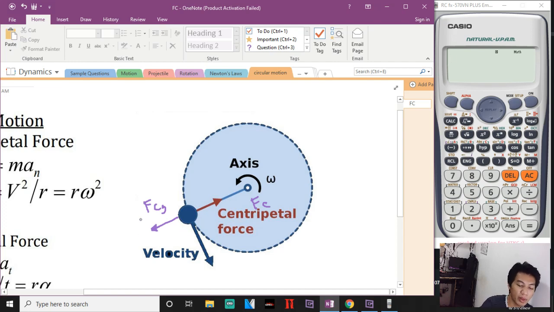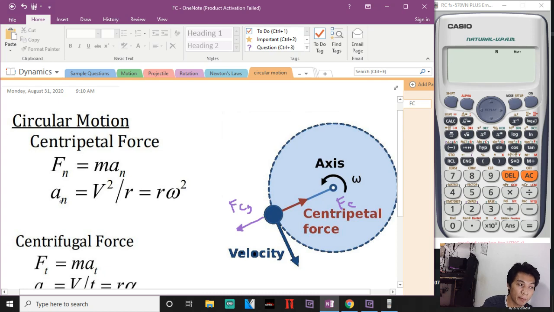Okay? Now, how will we get the formula? Ito yung formula niya. For centripetal force, kunin mo muna yung normal force. Okay? Sabihin, Fn is equal to m a_n. a_n is the acceleration normal. Okay? So, a_n is v squared over r, or r times omega squared. Okay?